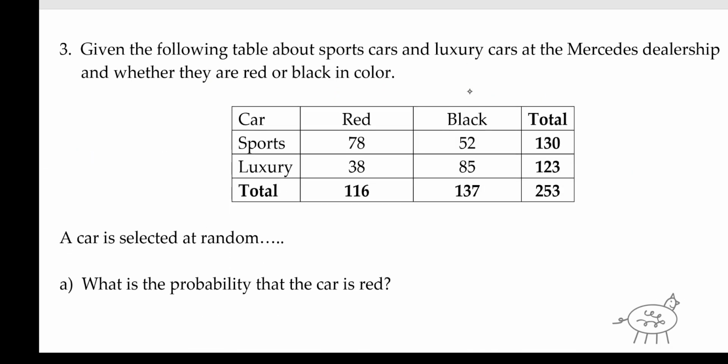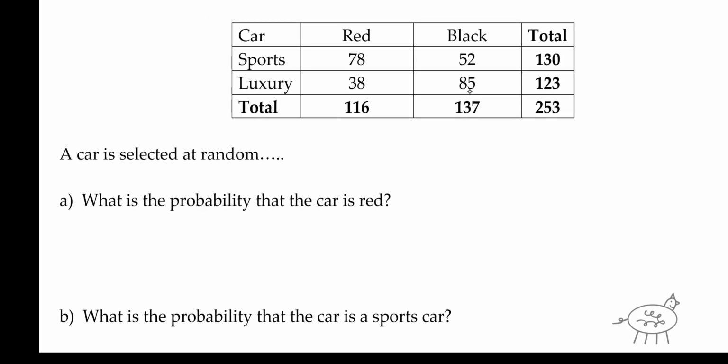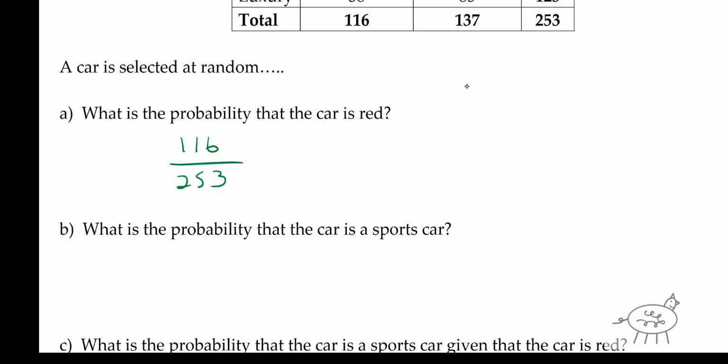Given the following table about sports cars and luxury cars at the Mercedes dealership and whether they are red or black in color, a car is selected at random. What is the probability that the car is red? Well, there are 253 cars and 116 red cars, so it's 116 over 253. What's the probability the car is a sports car? How many sports cars are there? It's 130 out of 253.